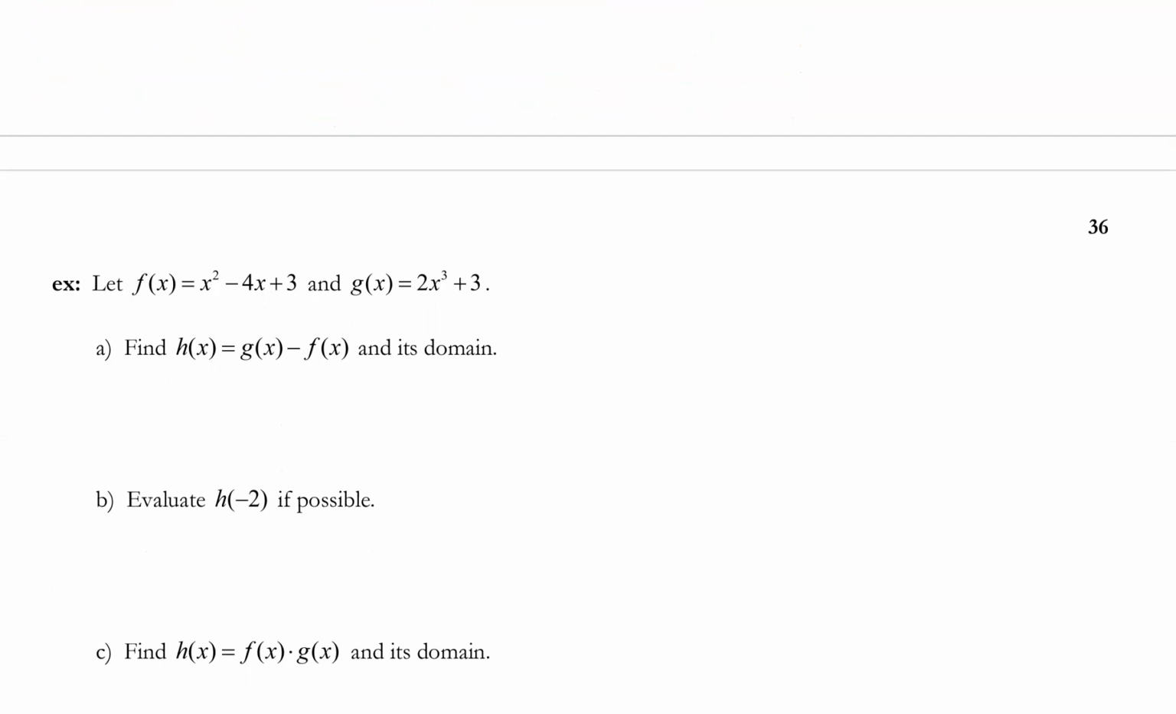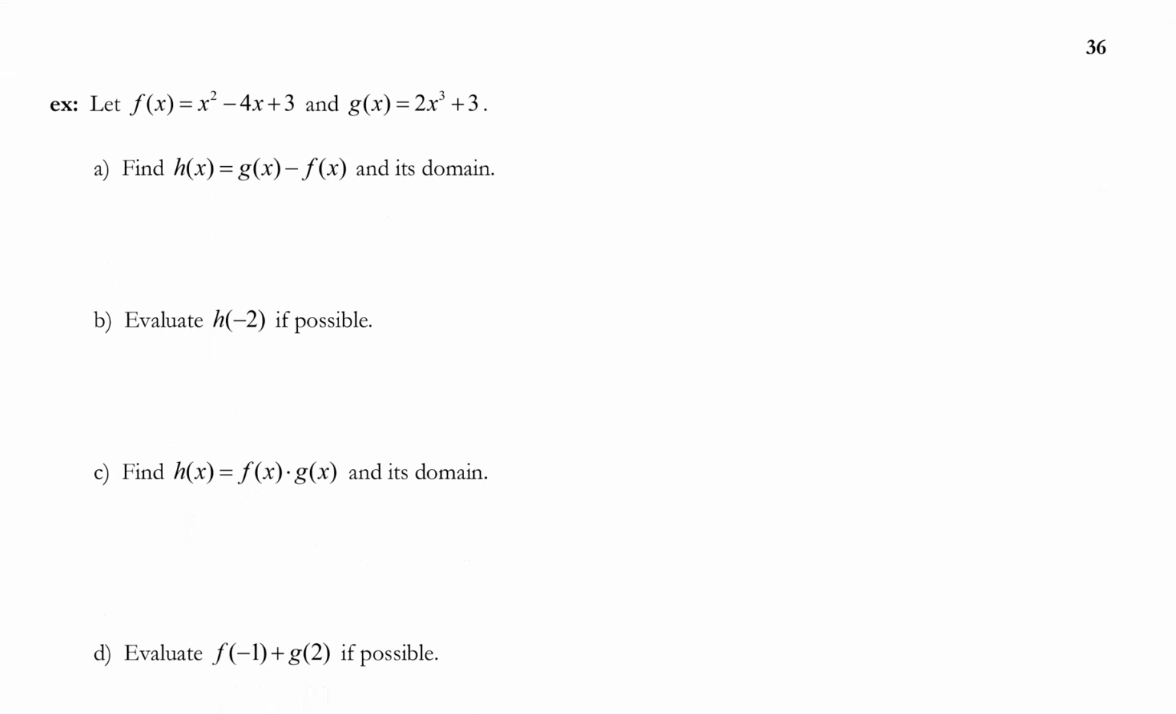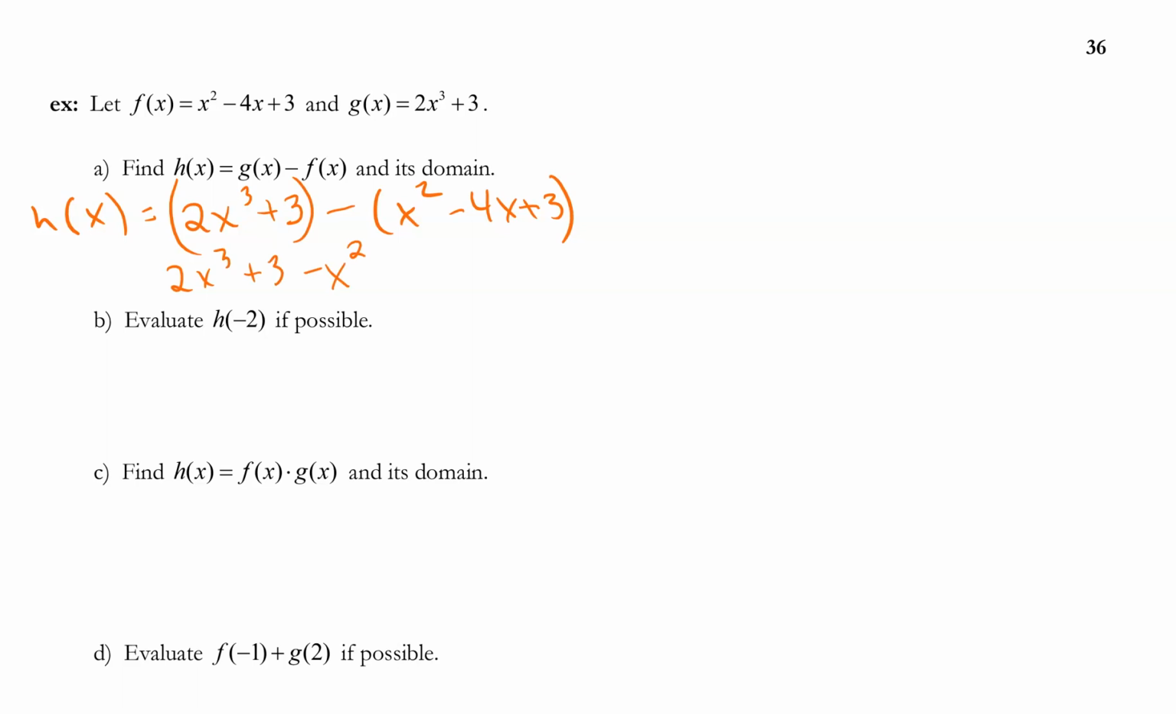Okay, let's go to our next one. Let f of x equal x squared minus 4x plus 3 and g of x equal 2x cubed plus 3. Find h of x, which equals g of x minus f of x and its domain. So I have 2x cubed plus 3 minus f of x, x squared minus 4x plus 3. So I get 2x cubed plus 3 minus x squared plus 4x minus 3. Don't forget about distributing your negative.